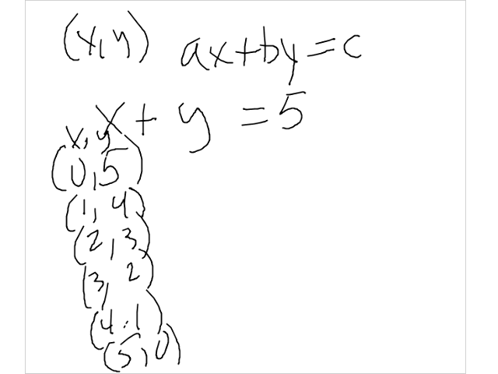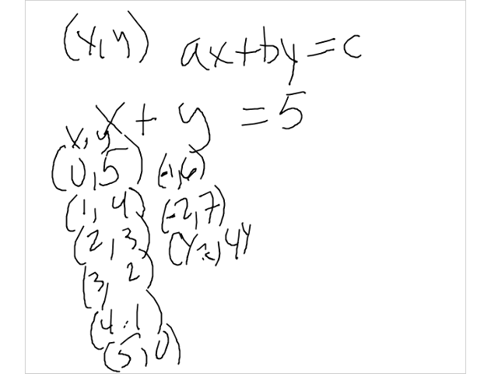And of course, we could use, say, x is -1, and then y would be 6. If x was -2, then y would be 7. If x was a half, then y would be 4 1/2. Or if x was 1/10, then y would be equal to 4 9/10.